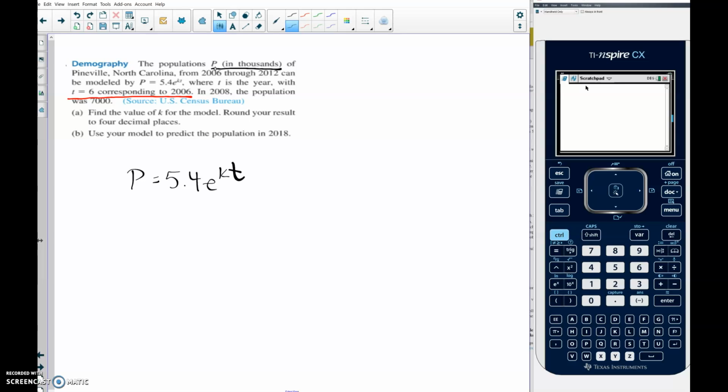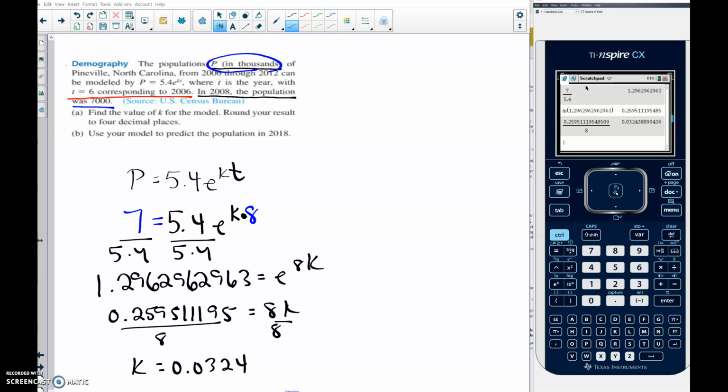So when they give you this example here, 2008, that is the year when t equals 8. So we're plugging in 8 for t. And our population is 7,000. Be careful. P is in thousands, so you're plugging in 7 for P. Here is your equation. Solve for k.